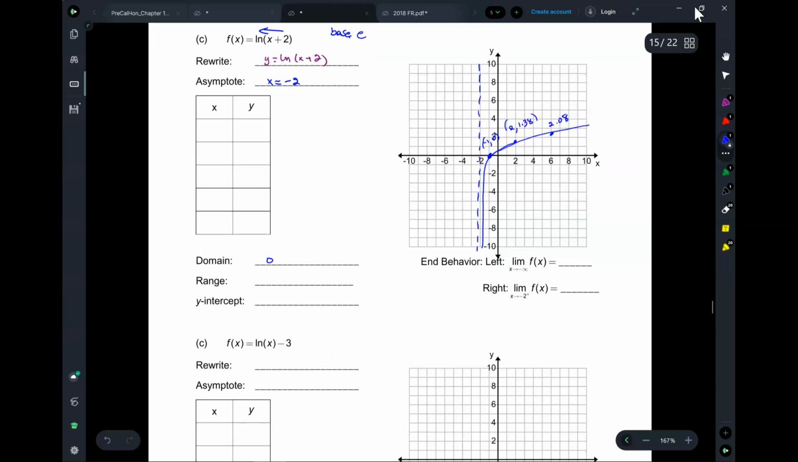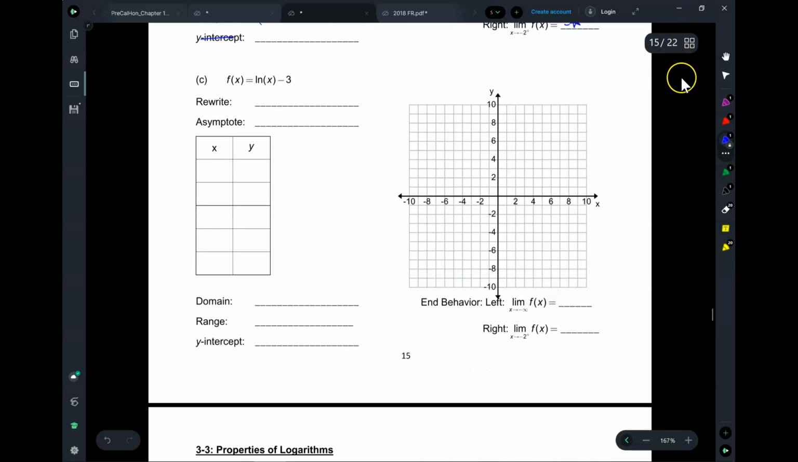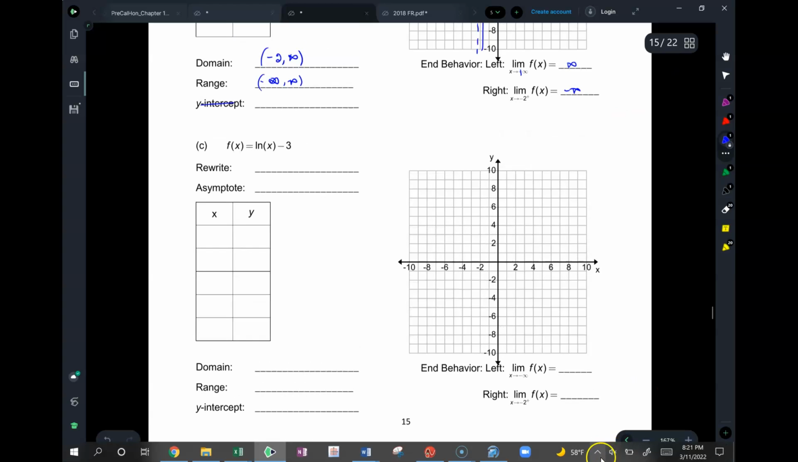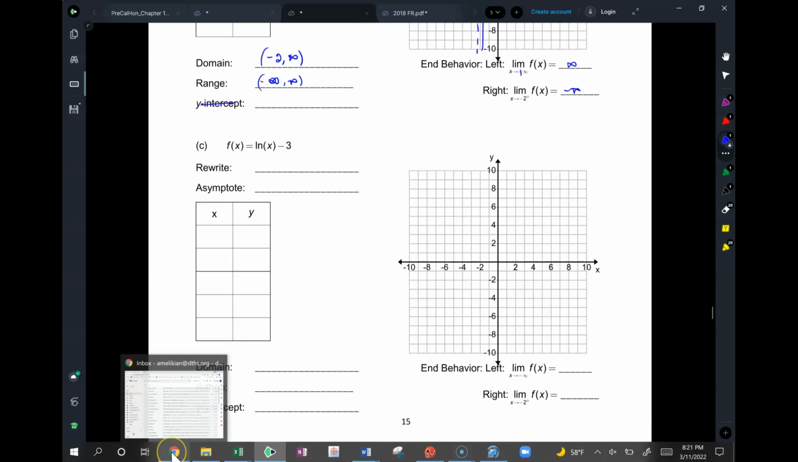The domain is -2 to infinity. The range is -infinity to infinity. Let's not talk about intercept for now. As x approaches positive infinity, this is positive infinity. As x approaches -2 from the positive side, it goes down to -infinity. Okay, and lastly, let's do this one.